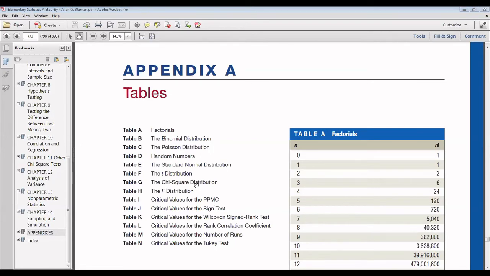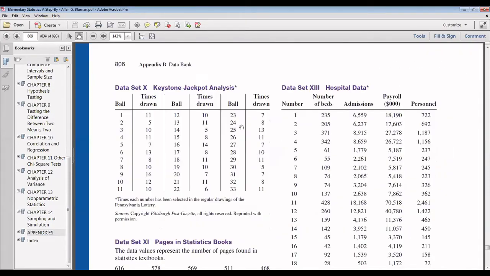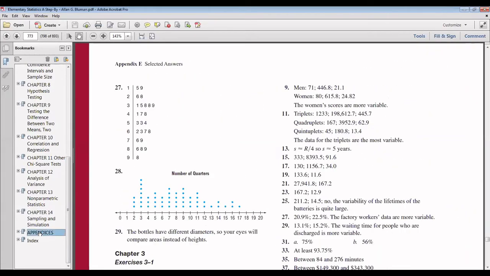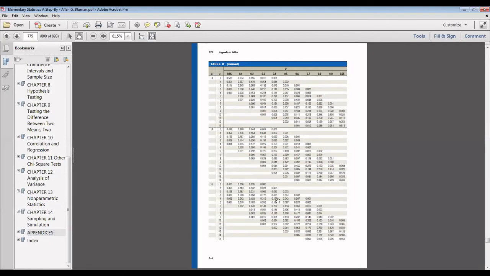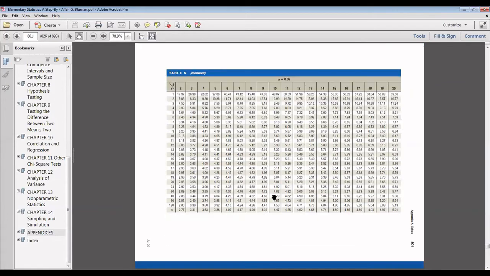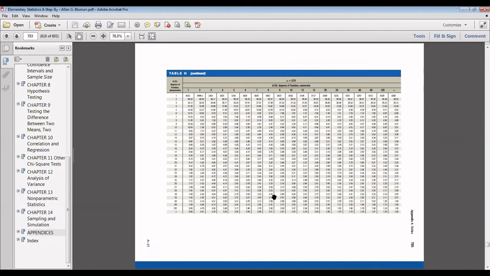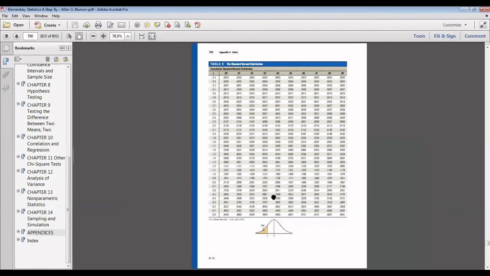Z-table. Ito yun siya. Standard. Okay? Other name for Z is standard, because that's our reference distribution always. That's why meron tayong mga transformation na ginagawa. Go to the standard Z-table, normal.